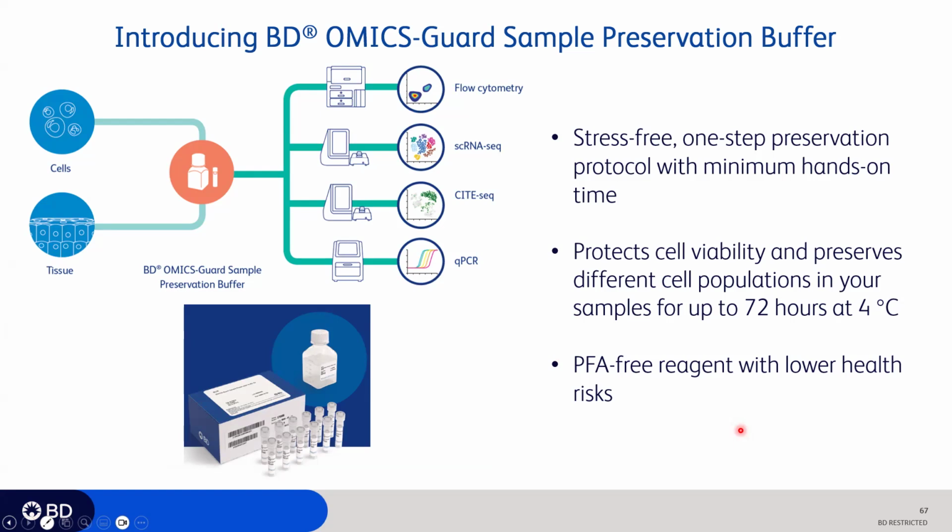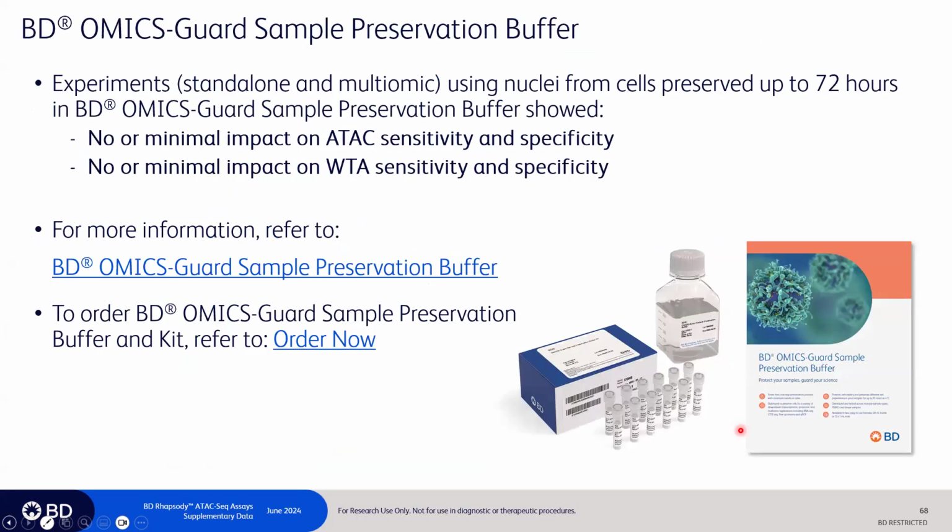It is not a fixative. This does not have PFA or methanol, ethanol in it. This is a preservation buffer, so your cells are still alive at this time. It comes in 2 different configurations. You can get a 50 ml bottle or this 12 pack of 1 ml aliquots. And in our internal testing, we've seen no to minimal impact on ATAC sensitivity, WTA sensitivity, or our AbSeq assays.